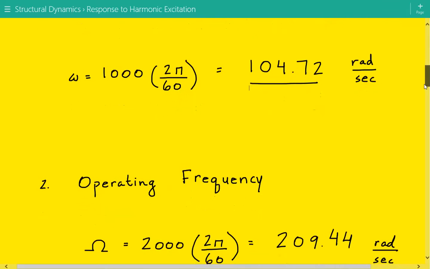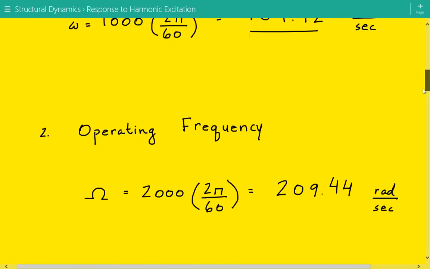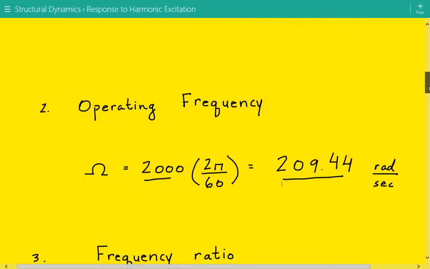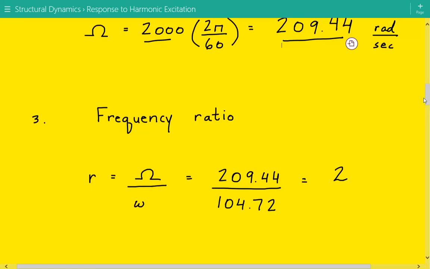Next, we're going to do the same thing with the operating frequency. Convert it from revolutions per minute to radians per second. And so the operating frequency, 2,000 revolutions per minute, multiplied by 2 pi divided by 60, is equal to 209.44 radians per second. After this, we can calculate the frequency ratio, and that's equal to the excitation frequency, the operating frequency you can say, divided by the natural frequency of the system. So 209.44 divided by 104.72, so that's 2. R equals 2, the frequency ratio.